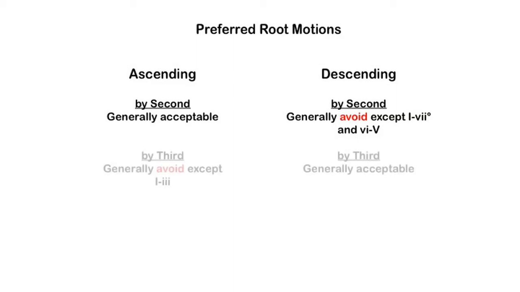Let's talk about root motion by third. I've already mentioned this once. Root motion by ascending third is generally avoided because it doesn't sound like we're progressing. It sounds like we're just changing colors within the same chord.